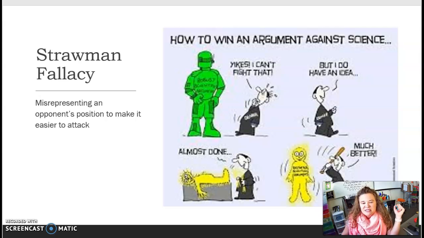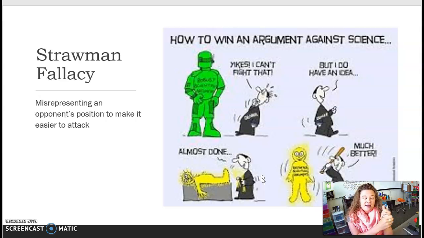Finally, strawman fallacy: misrepresenting an opponent's position to make it easier to attack. How to win an argument against science. Yikes, I can't fight that, but I have an idea. Almost done. Much better. So he takes this big, rough guy and makes him small and meaningless and easier to attack.